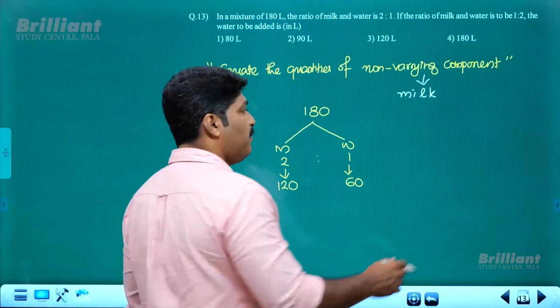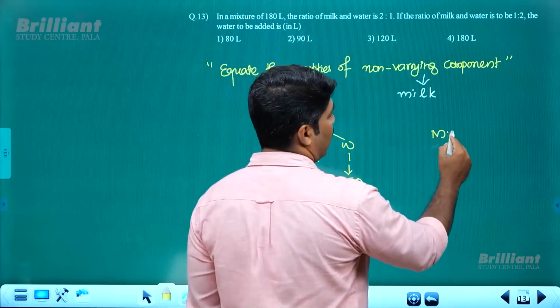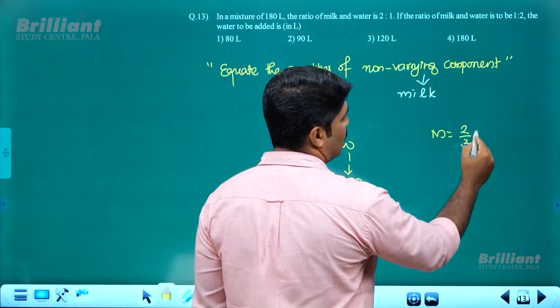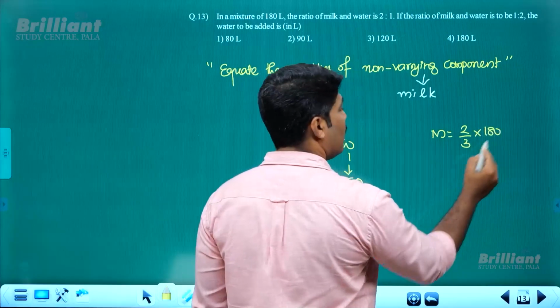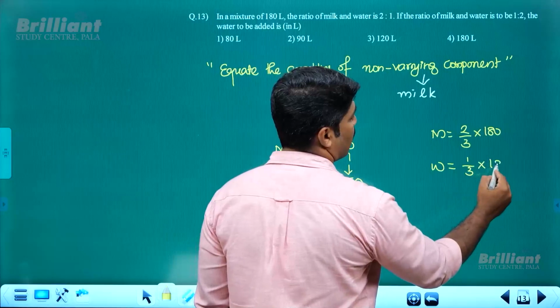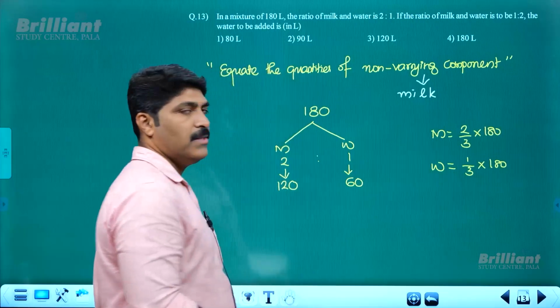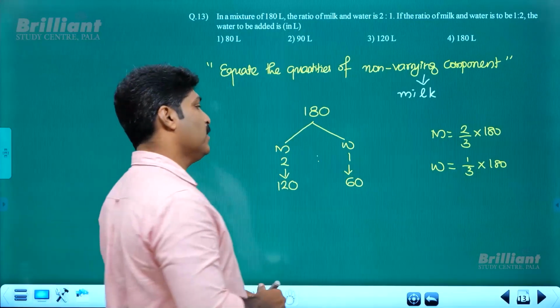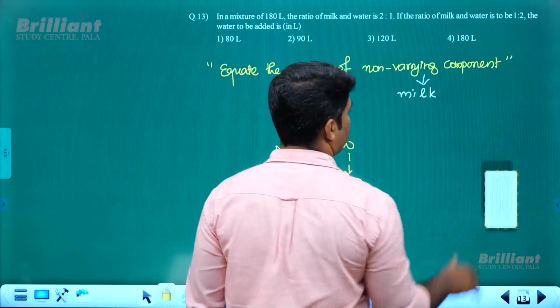If you're facing any difficulties, what you can consider? Milk is 2/3 of 180 and water is 1/3 of 180. Got it? So what is the logic? The 2:1 ratio. Like this, we can find this out.